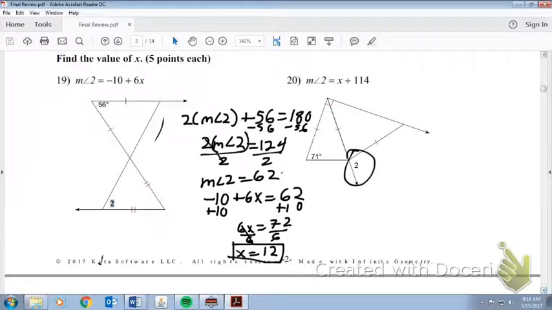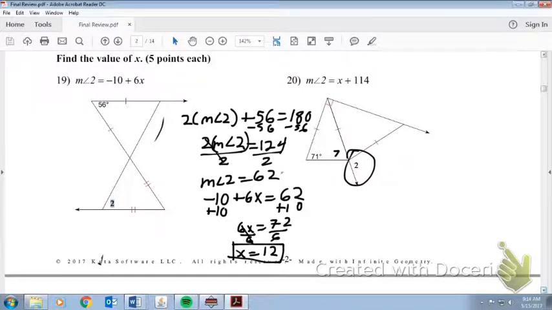Now look here, in number 20, angle 2 is an outside angle. Now if we remember going back to 17 and 18, actually we'll have to go up a little bit further, but I think it's 13 and 14, we know that the measure of an exterior angle is equal to the sum of the two remote interior angles. So we know that angle 2 is going to equal that angle plus that angle.